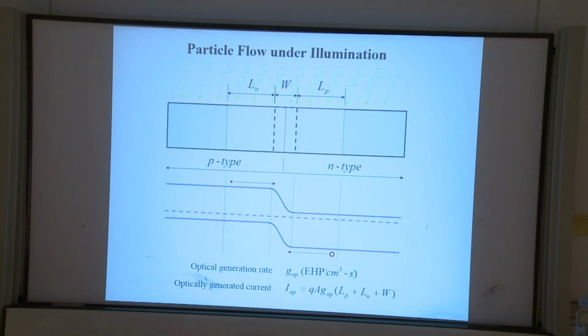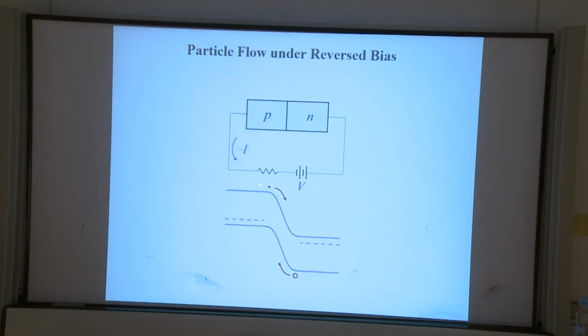Say this direction, generated by light illumination, is this the same direction as drift current direction? Yes or no? Is that the same as drift current? This is drift, when reverse biased. The direction: the electron goes to the right, the hole goes to the left.